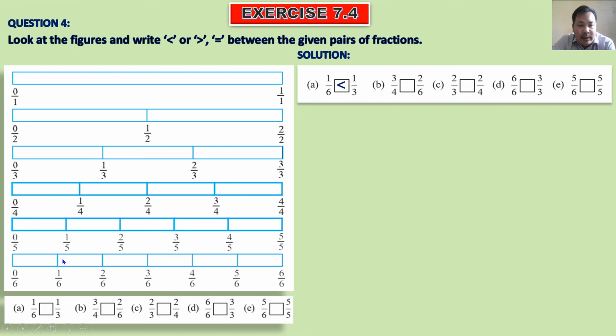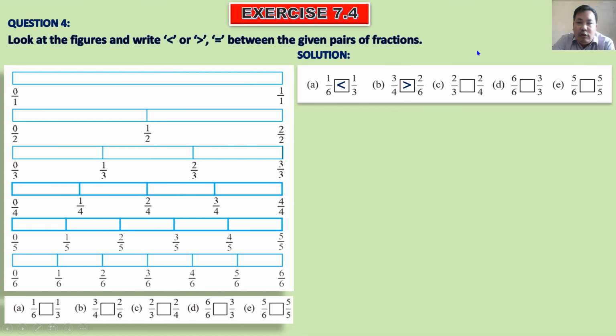The portion here is 2 by 6, and the portion here is 3 by 4. Which one is having the bigger portion? 3 by 4 is having the bigger portion, or bigger fraction. It is a bigger fraction, isn't it? That means in next question B, we have that 3 by 4 is larger than 2 by 6. So we have the symbol like this: 3 by 4 is larger than 2 by 6.